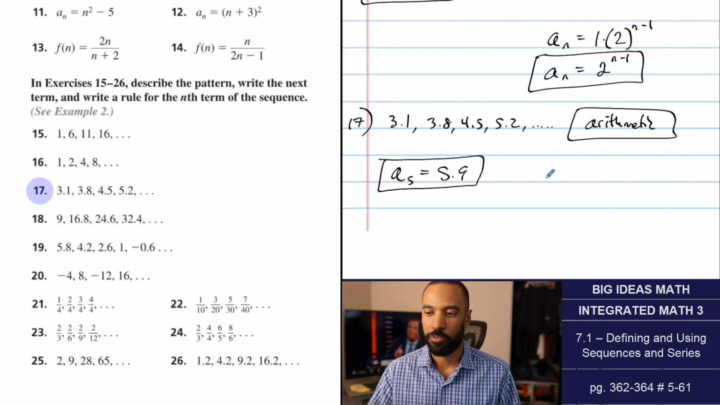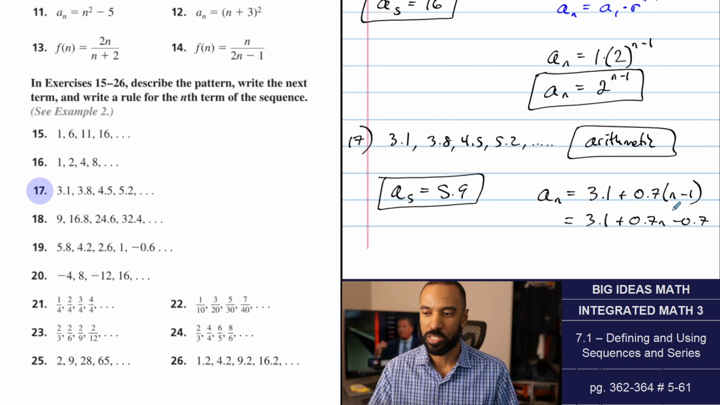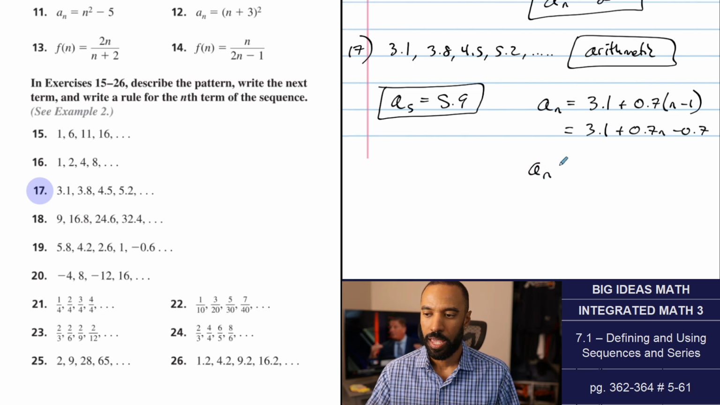So to write the rule for this sequence, we can take the first term of 3.1 and add 0.7, n minus 1 times. When we distribute the 0.7 into there, we're taking 0.7 away from 3.1, and we get 2.4. So we get 0.7n plus 2.4.